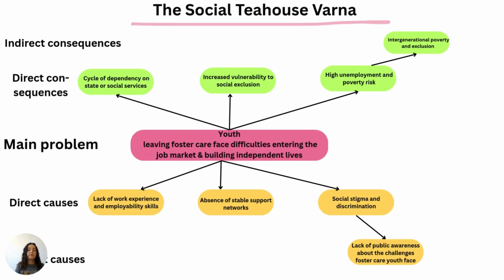Let's take the example of the social tea house in Varna. The main problem they identified was that young people living in foster care face difficulties entering the job market and building independent lives. Causes included lack of work experience, no support networks, and social stigma. Consequences included unemployment, poverty, and dependency on state services. The long term impact: intergenerational poverty and wasted human potential. The Tea House solution is to provide first jobs, mentoring, and a supportive community to youth leaving foster care.